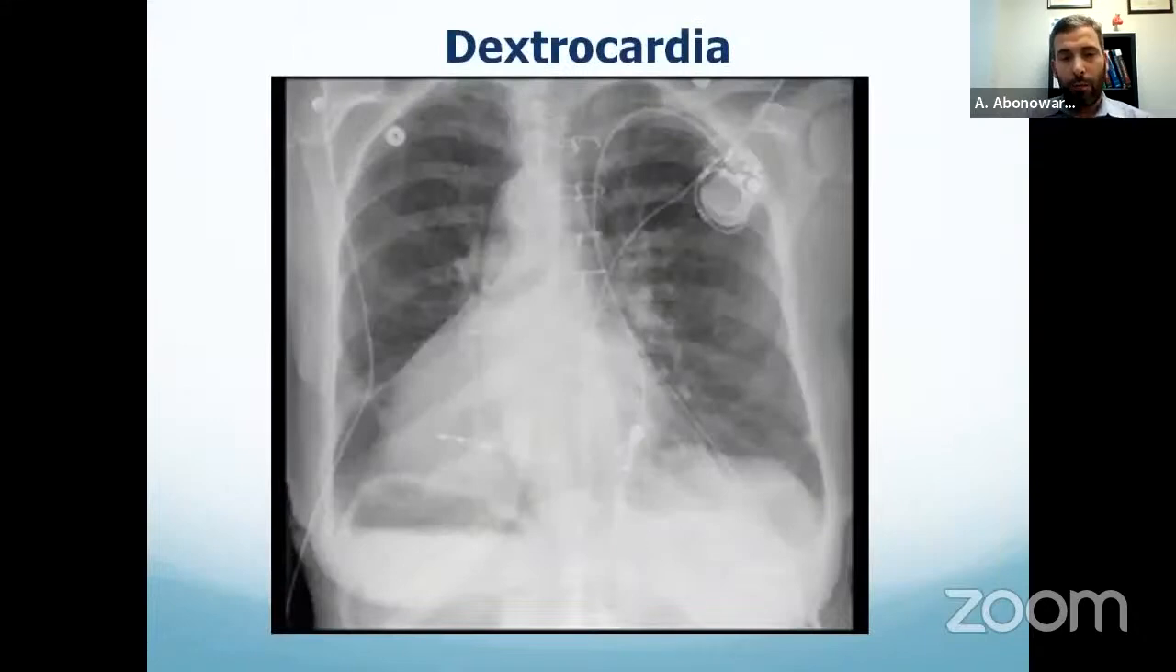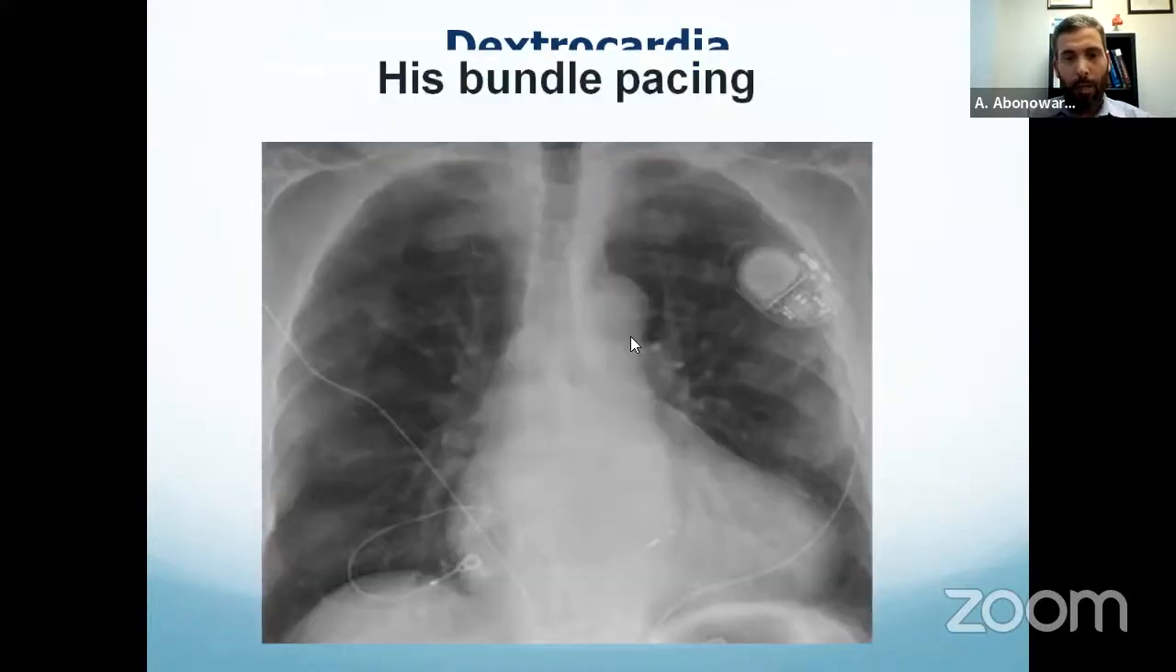Just to show you, sometimes you see unusual locations, like this patient has dextrocardia. So you have to be prepared, and you may see that, but it's in good position. There is no issue with the lead, it seems to be in good position. And this lead is supposed to be in the apex, but it's towards the septum, that's fine.